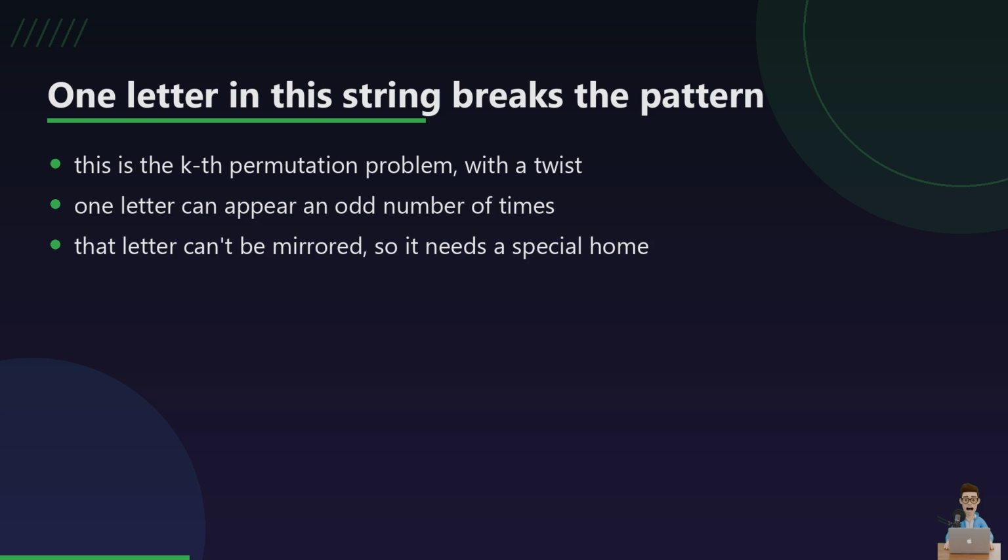Now here's the twist. If some letter appears an odd number of times, like 3 A's, you can't split it evenly into two equal mirrored halves. So one single letter has to sit by itself in the very middle. Keep that in mind, we'll use it soon.